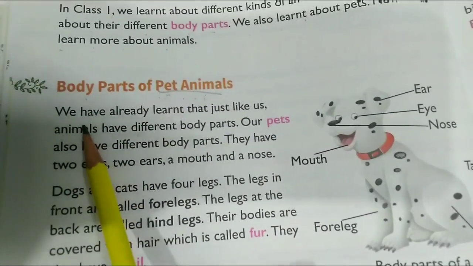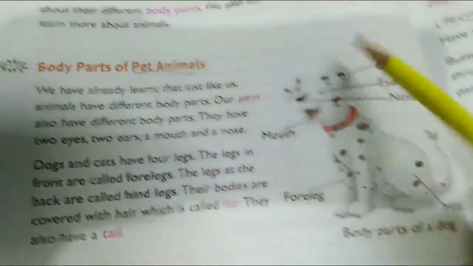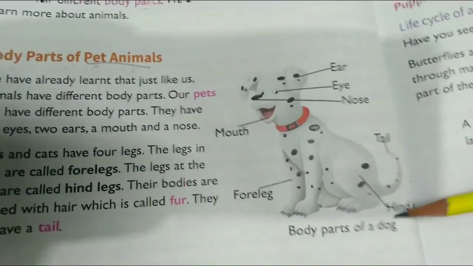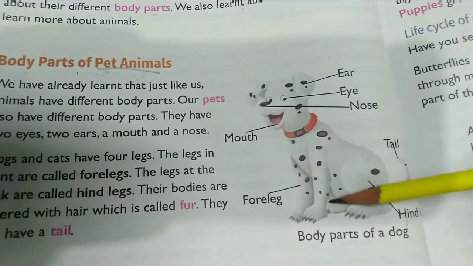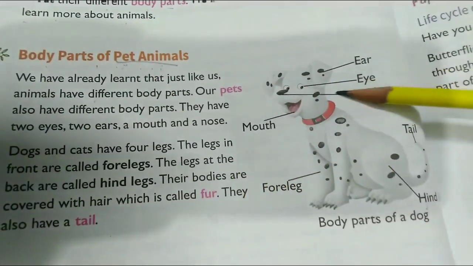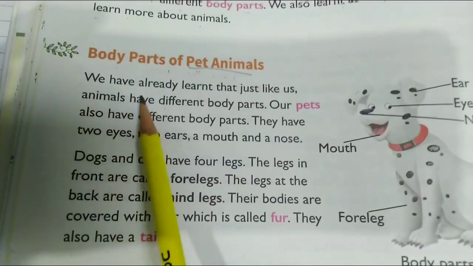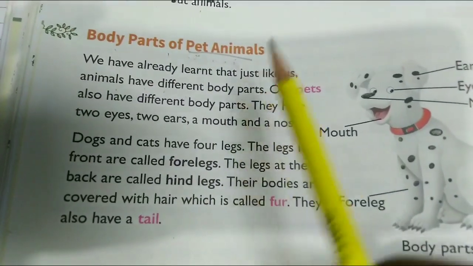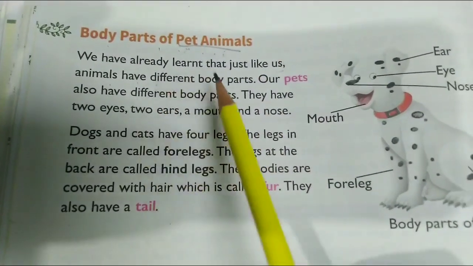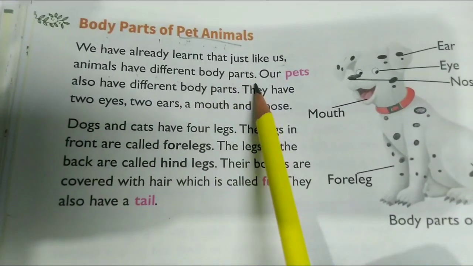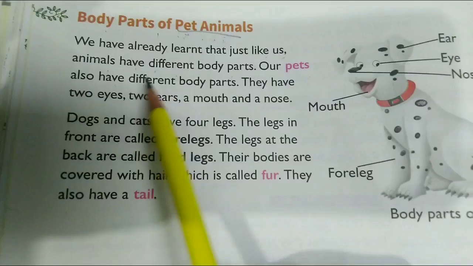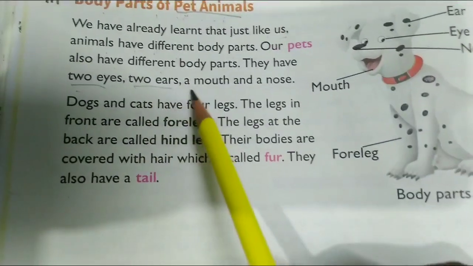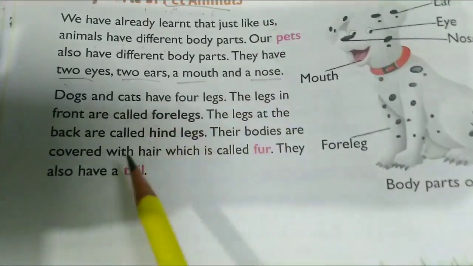Now let us see their body parts. So you can see in this picture the body parts of a dog. This is the dog and its body parts are there. So let us first read this one, then I will go here. We have already learned that just like us, animals have different body parts. So as we have our different body parts, animals also have different body parts. Our pets also have different body parts. They have 2 eyes, 2 ears, a mouth and a nose, like us only, right?